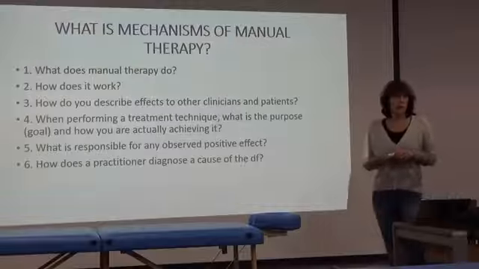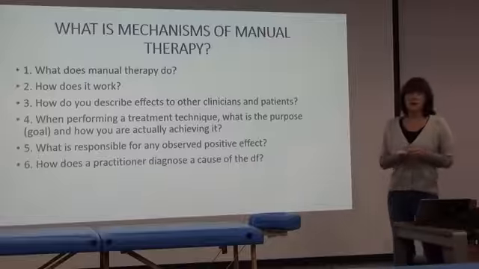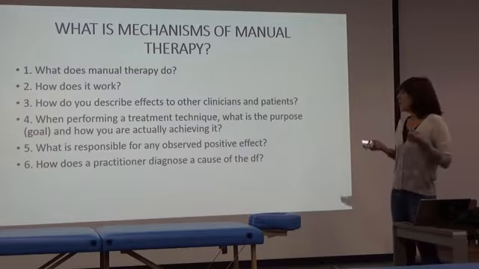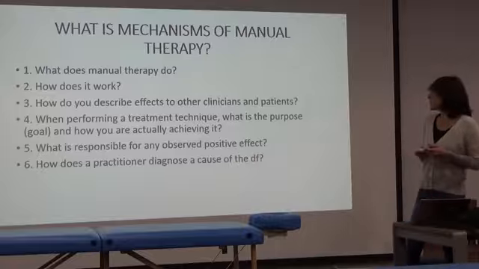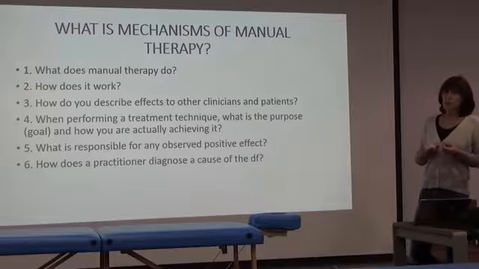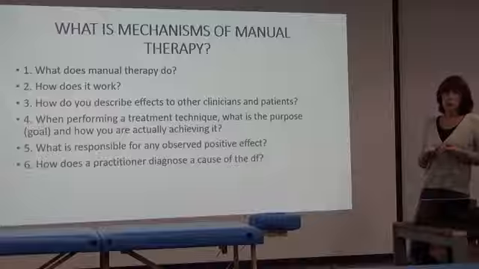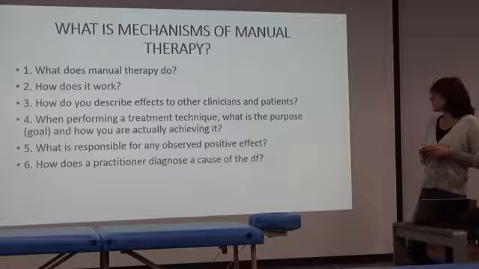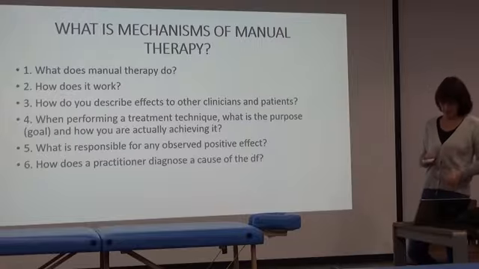Before we start talking about PDTR and neurophysiology, we have to ask the question: what is the mechanism of manual therapy in general? We have many practitioners, we have hundreds of different techniques. So what do we do? How does it work? How can we describe the effects of manual therapy to other clinicians and to patients? When we perform a treatment, what happens? How do we know what we do, how we do it, and what we expect? What is responsible for any observed positive effect? And how do we as practitioners diagnose a cause of the dysfunction?